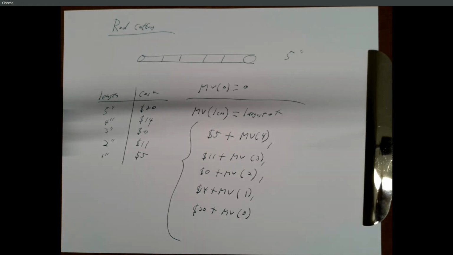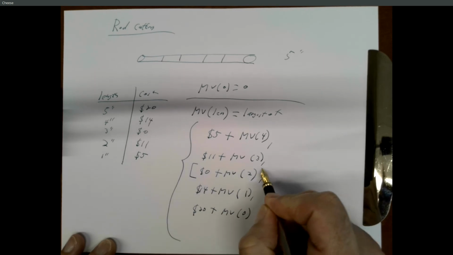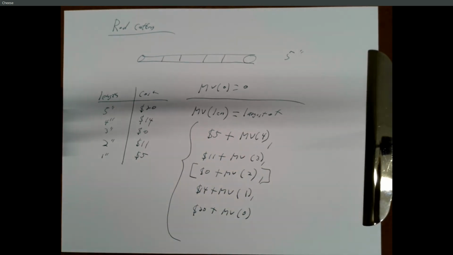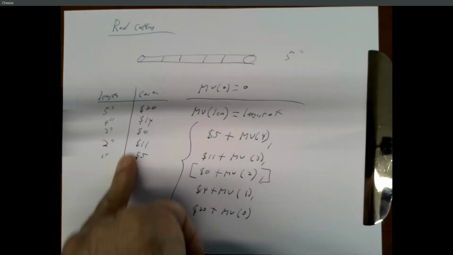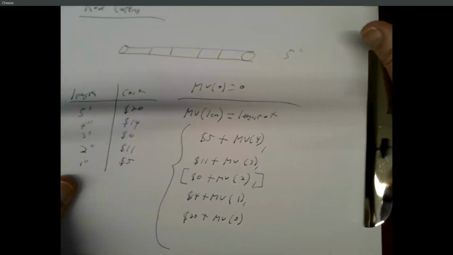And we may decide not to do this one, because since a 3-inch piece has no value, there's no reason we would ever want to cut 3 inches off and sell it. But it's got the repeated substructure that we've seen before, and so on. And if you set this up as a tree, assuming that we want to calculate all of these possibilities, you get a structure that looks something like this.